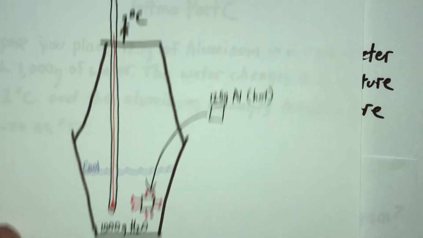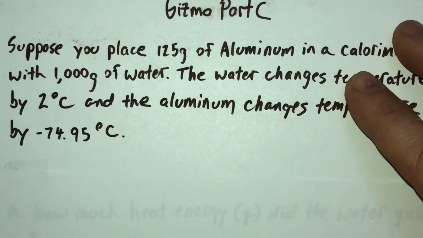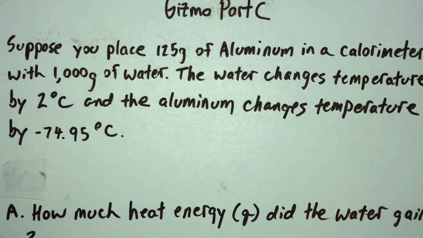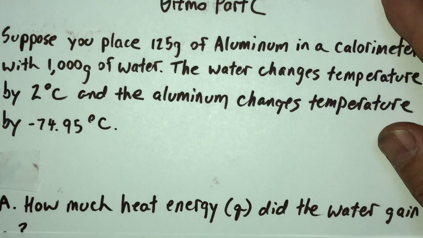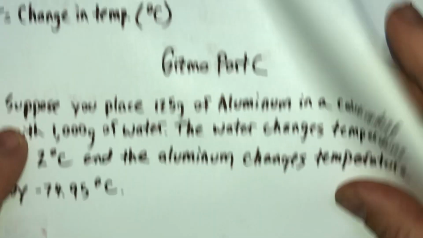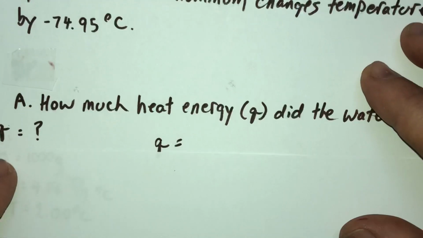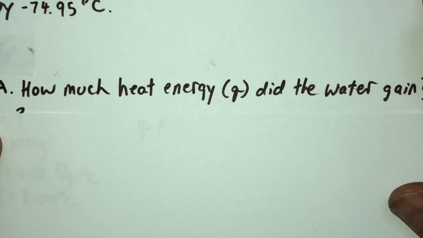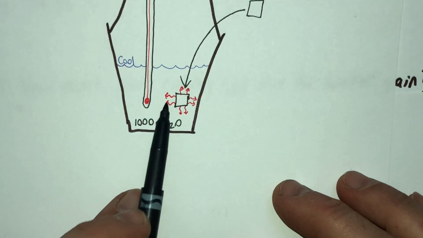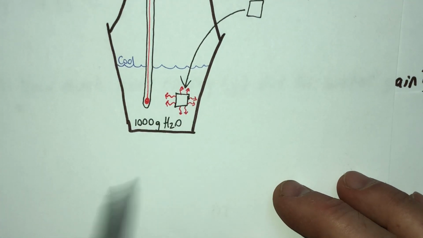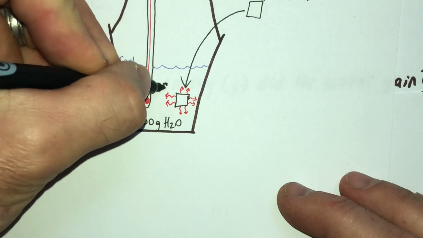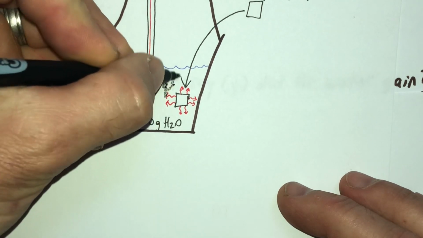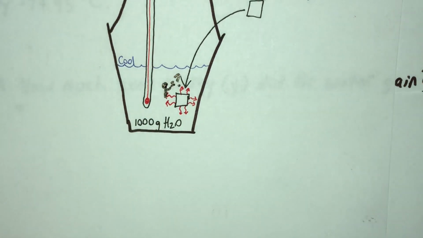Initially, this wants us to figure out how much heat energy the water actually gained from that. This is something you have to do to be able to figure out the specific heat of the aluminum later. So it's asking how much heat do those little red arrows represent? Remember that that's Q. That's asking for Q in this example.